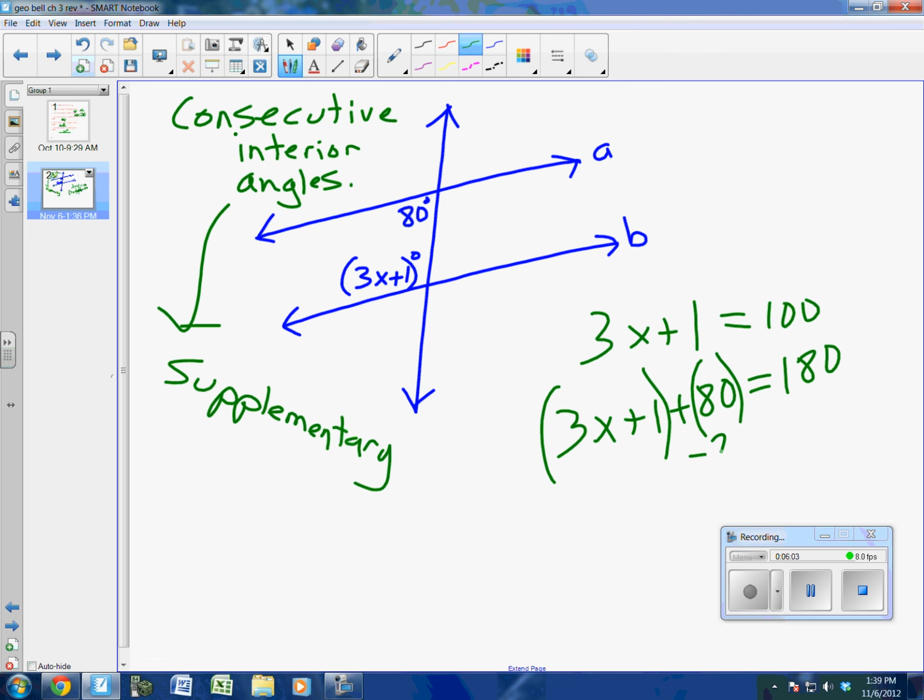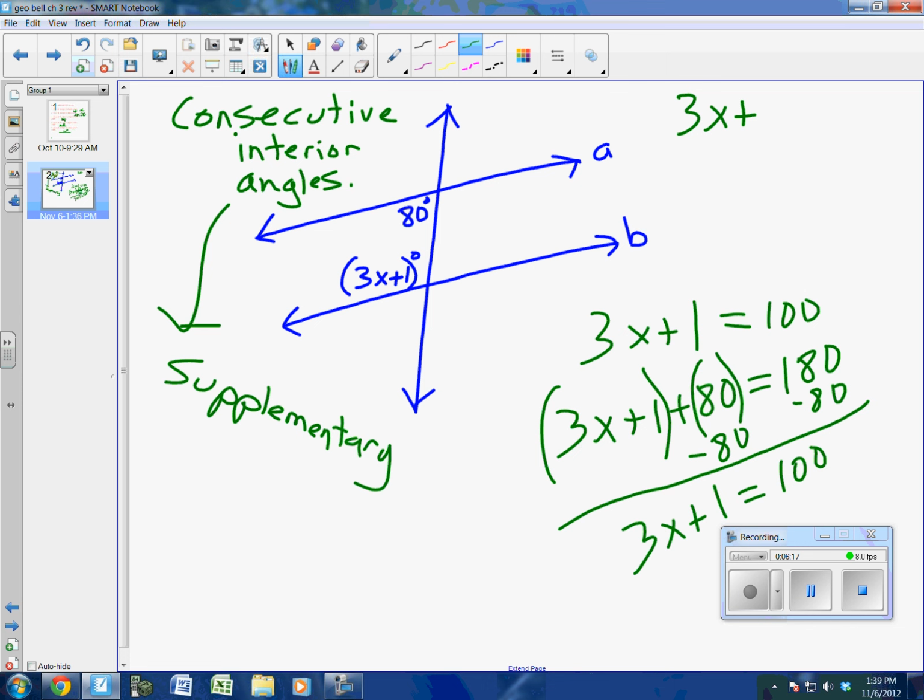But if you minus 80 from both sides of this one, which equation do you get? You get the first equation we wrote, right? That one right there. So some of you guys are just jumping to that one, and that's fine. Okay, so let's solve this equation. 3x plus 1 equals 100. How do I solve that?